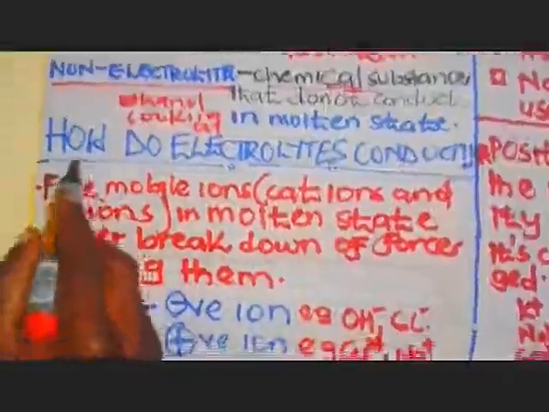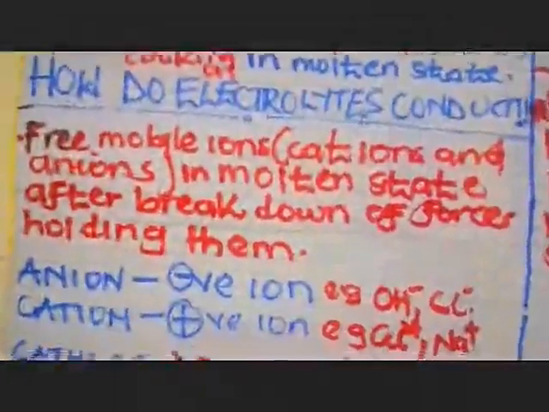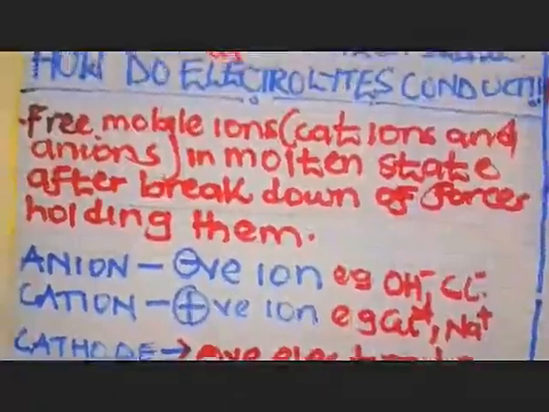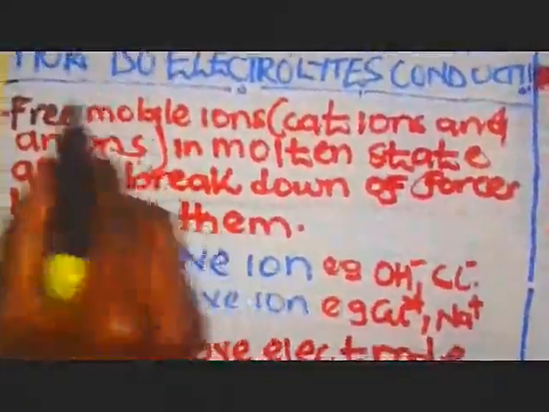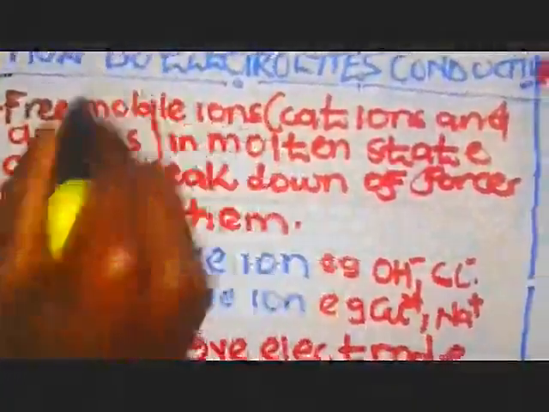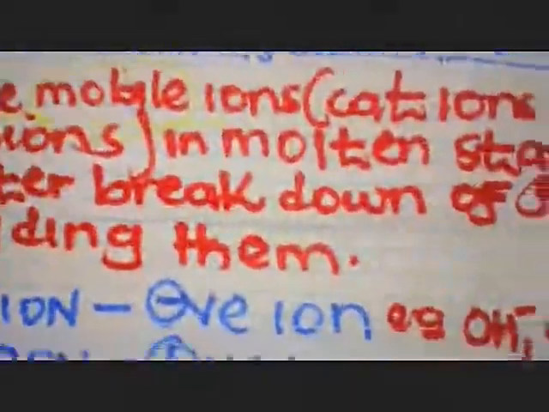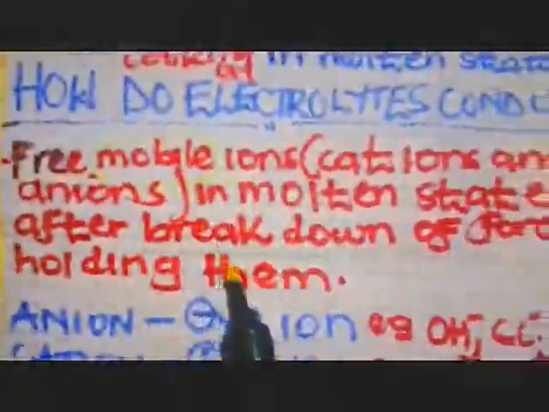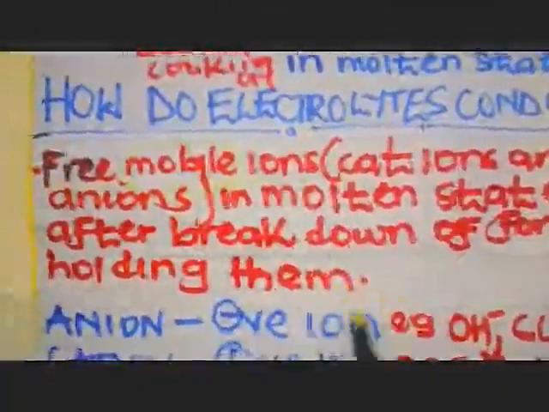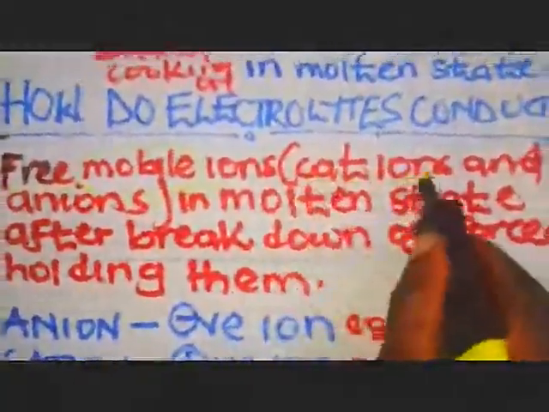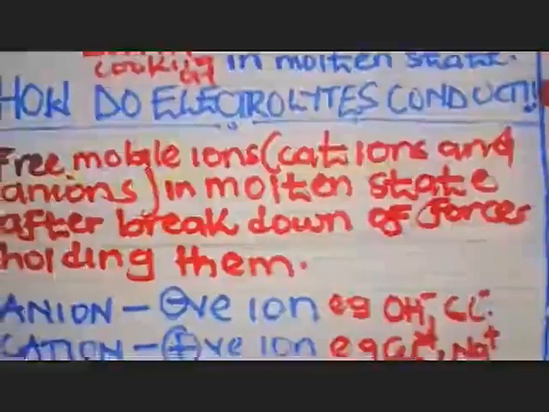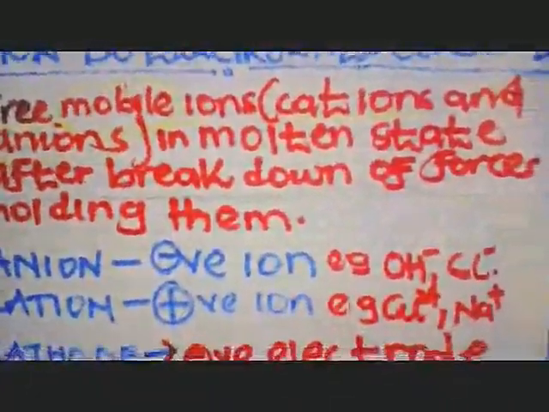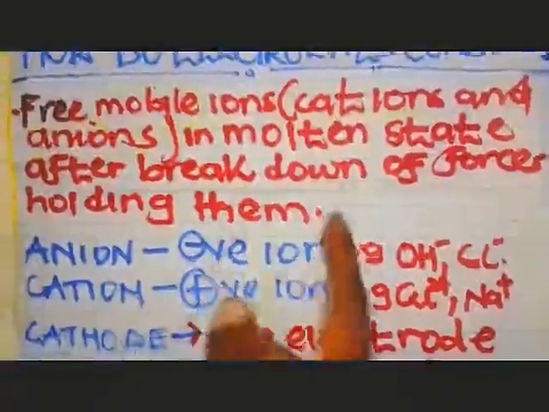Now, the big question is, how do electrolytes conduct? Our main emphasis on the conductivity of the electrolytes will be on what we call the free mobile ions. These free mobile ions are very, very vital. An electrolyte can conduct because of its ability to break down or dissociate to form the positively charged ions, which we call the cations, and the negatively charged ions, which we call the anions. Remember, even in the solid state, the cations and anions are there.